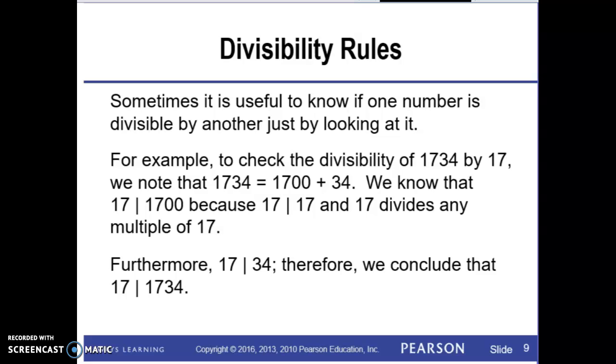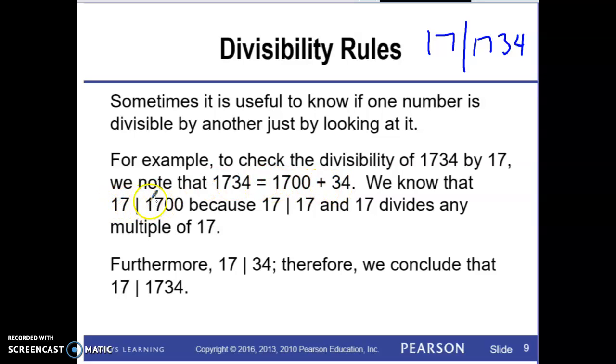Well, sometimes it's useful to be able to tell if one number divides another number without actually having to do the long division. So suppose I want to know, does 17 divide 1,734? Well, in order to determine that, I'm going to look at this number and kind of pull it apart a little bit. That 1,700 in the front, I can have as a separate number plus 34. And then I can analyze each piece separately.